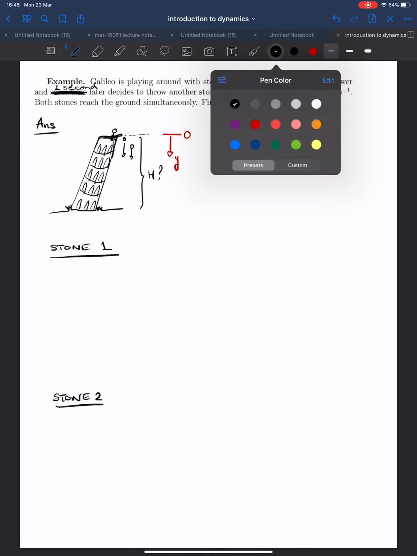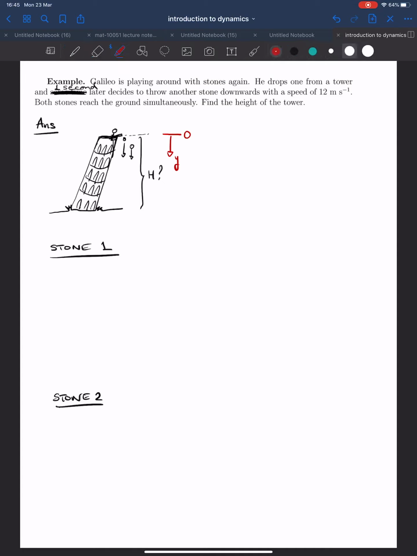Okay, so if I just highlight some information that we need. What we know is, in one case, he drops the stone from the tower, and then a second later, he throws. Now this is something different because he gives the second stone some speed initially. And then we also know that these things hit the ground simultaneously. And using these three, we're going to try and work out exactly what the height of the tower is.